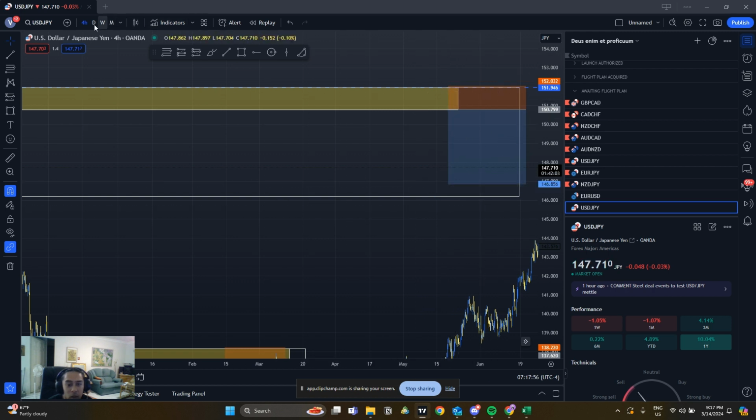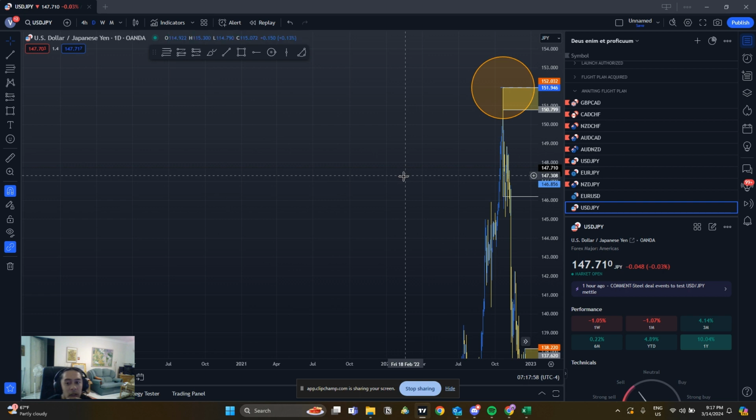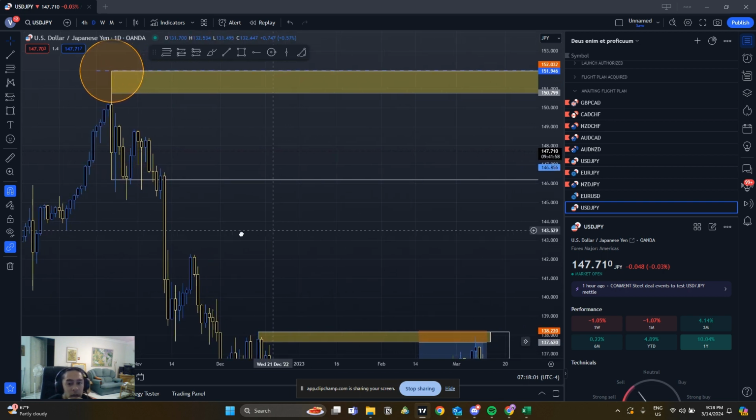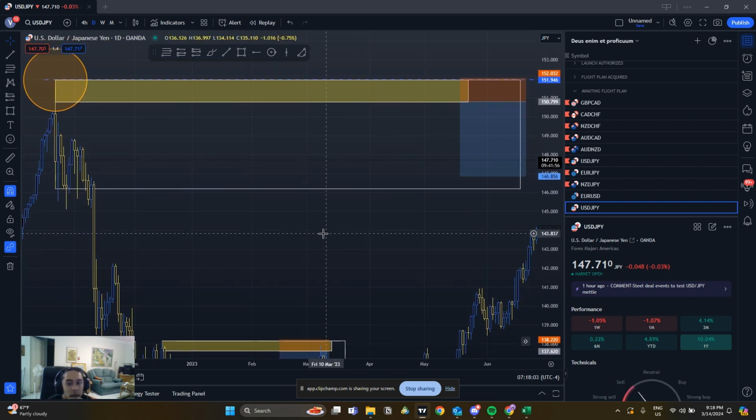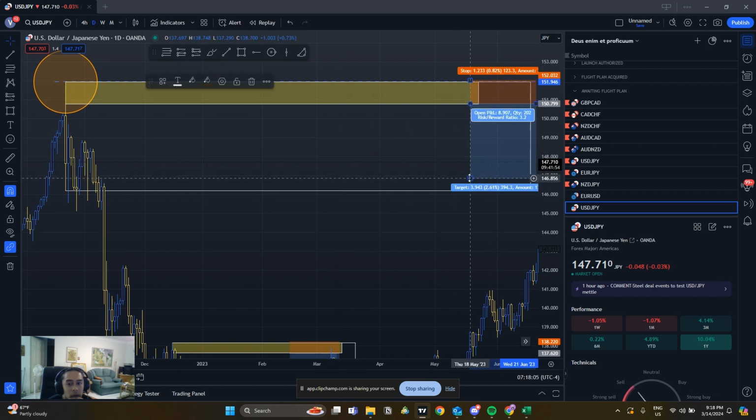That's already 3R. But we'll go to the daily and look for our actual take profit, which is at least 3R. So it wouldn't be any of those. It would be this one right here, 3.2R.